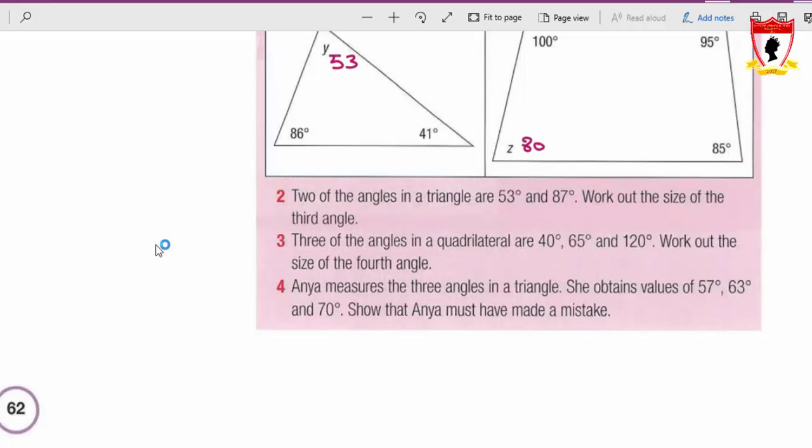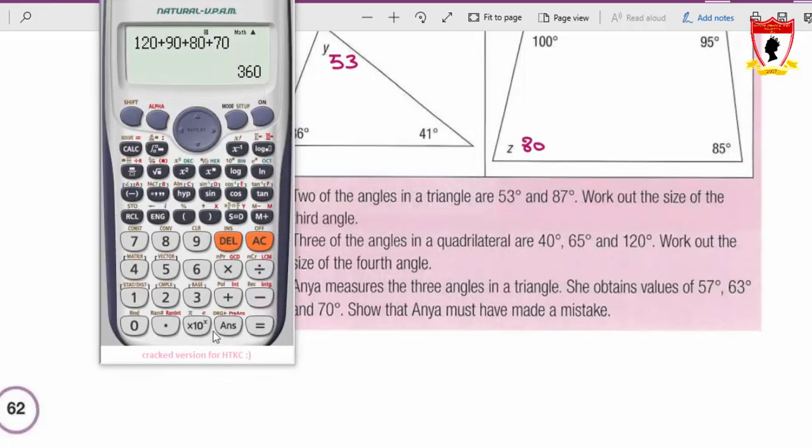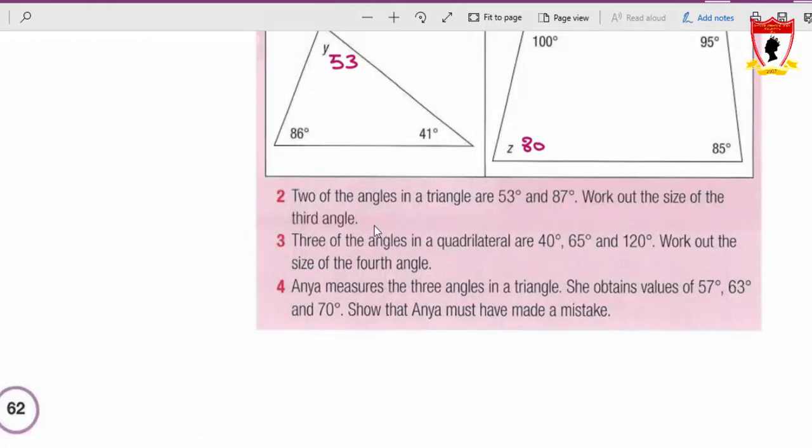Question 2. Two of the angles in a triangle are 53 and 87. Work out the size of the third angle. We don't even need the diagram. What we need is these two angles: add them and see how much more you need to complete 180. 53 plus 87 is equal to 140. Obviously, we need 40 more to complete 180. So the third angle is 40 degrees.